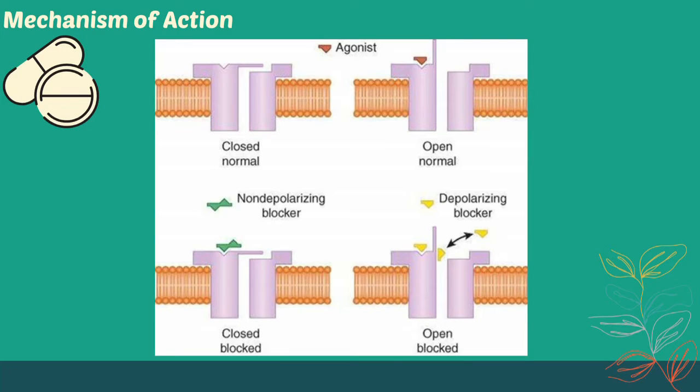So here is the mechanism of action of the drugs. The first figure at the top: ACh, the normal agonist, opens the sodium channel. Next, at the bottom left, non-depolarizing blockers bind to the receptors to prevent opening of the channel. Bottom right, succinylcholine causes initial depolarization, which is called fasciculation, and then persistent depolarization of the channel, which leads to muscle relaxation.